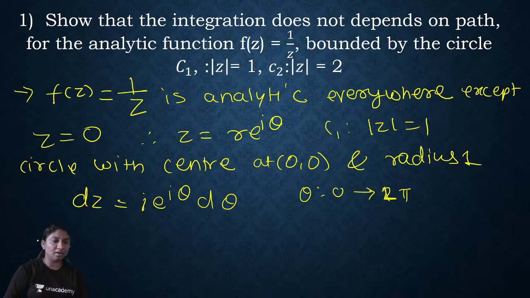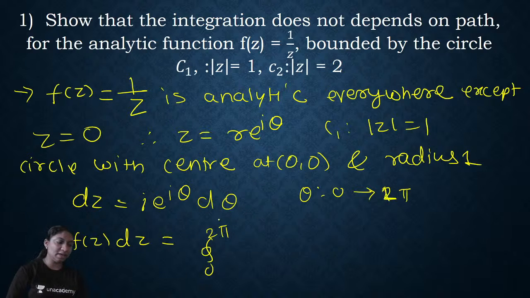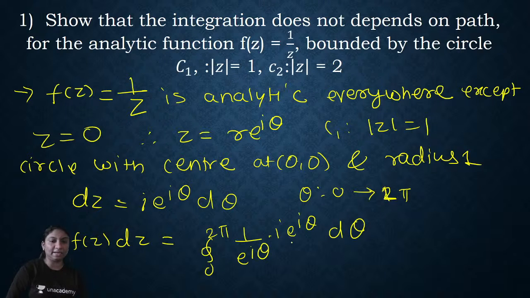So you will get integral over c f of z dz is equal to integral from 0 to 2 pi. Now what is your f of z? F of z is 1 upon z, but z is equal to r e raised to I theta, but r is equal to 1. So you will get e raised to I theta here into dz is I e raised to I theta d theta, right? So this will become e raised to I theta, e raised to I theta get cancel out.